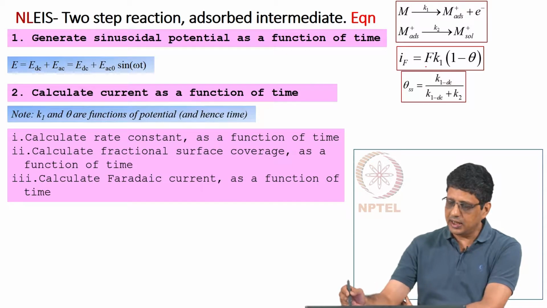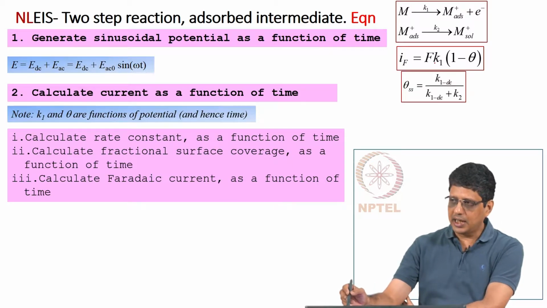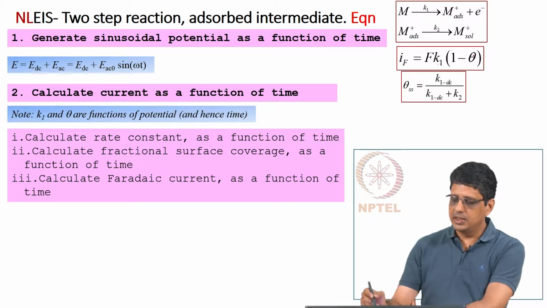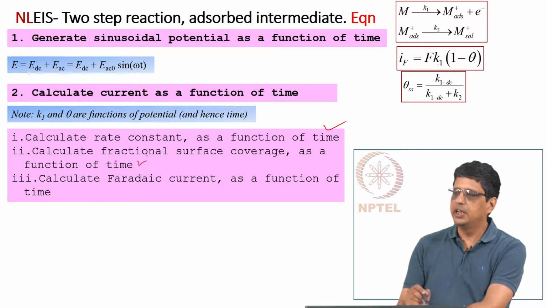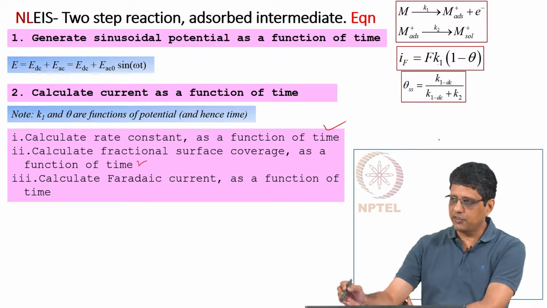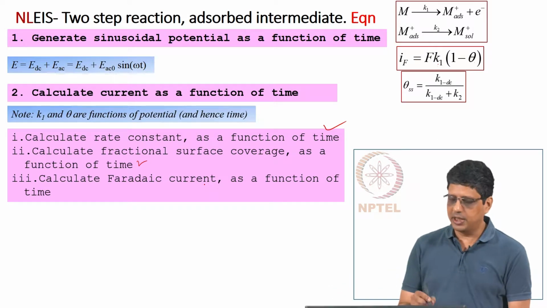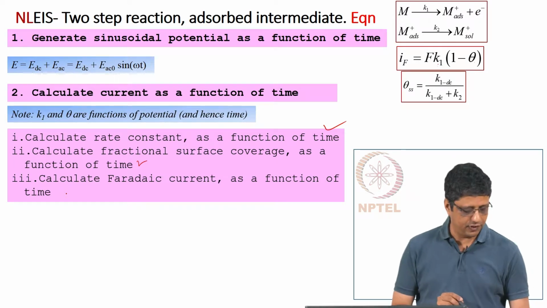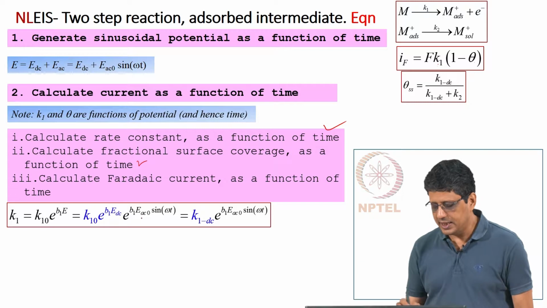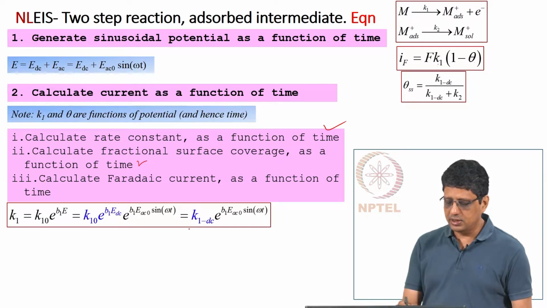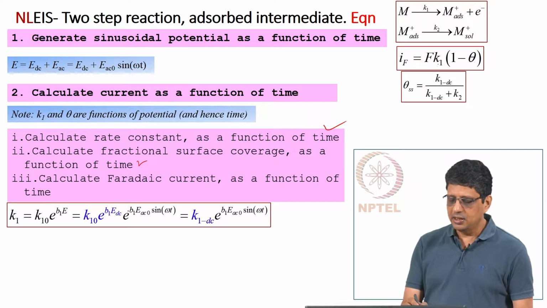In order to calculate the current as a function of time, I need to calculate the rate constant as a function of time, I need to calculate theta as a function of time. This is again pretty straightforward. To do this, I need to integrate the mass balance equation. Once I have k as a function of time and theta as a function of time, it is pretty straightforward to calculate the Faraday current as a function of time. Now, K1 as a function of time is easy to write, K10 e power B1 EDC e power B1 EAC.